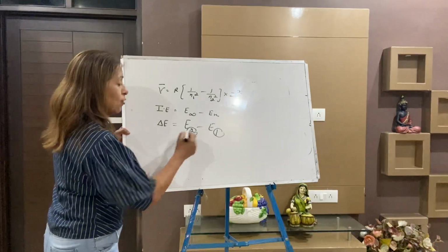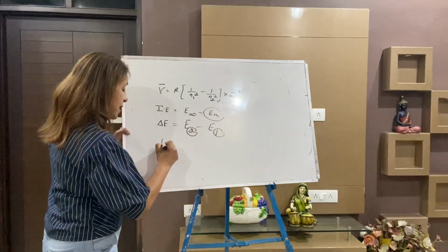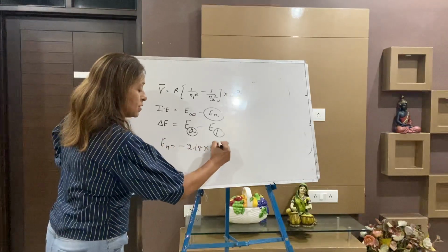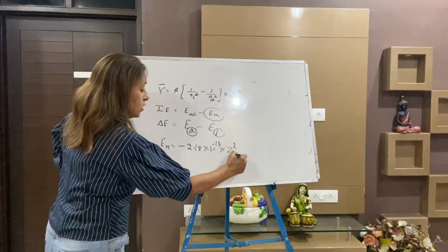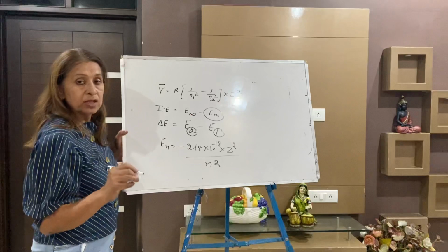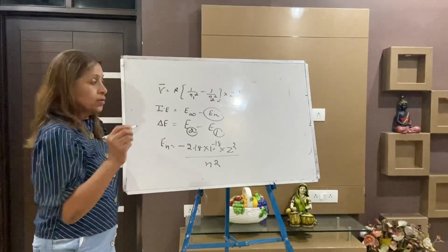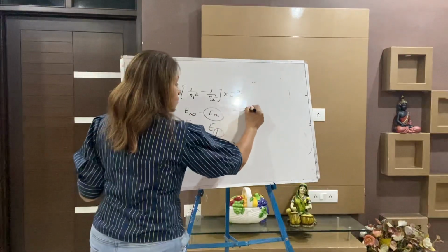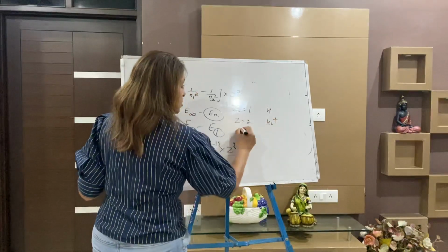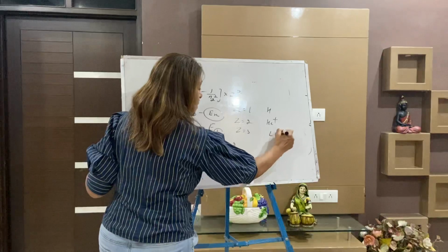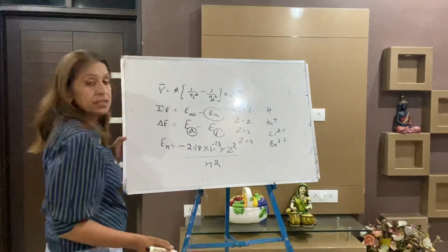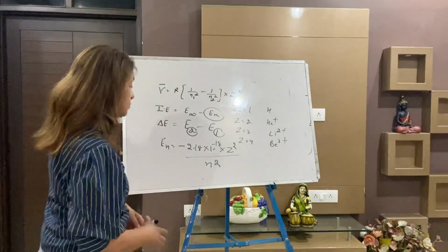So now how will you calculate En? En is minus 2.18 into 10 to the power minus 18 into Z square by N square. Z is 1 for hydrogen, 2 for helium plus. Okay, I have written that also. Z is 1 for hydrogen, Z is 2 for helium plus, Z is 3 for lithium 2 plus, Z is 4 for beryllium 3 plus. It's a single electron species.